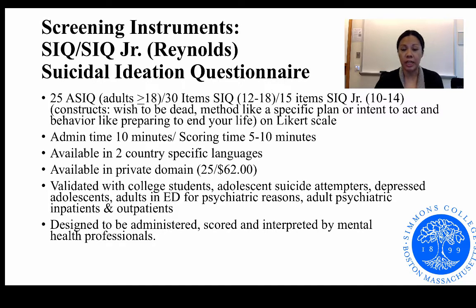And some of the constructs in this instrument include wishing to be dead, method like a specific plan or intent to act, and behavior like preparing to end your life. And the responses on this instrument are on a Likert scale. The average administration time is about 10 minutes. Scoring time can range between 5 and 10 minutes. It's available in 2 country-specific languages and available in the private domain. The cost of the instrument is $62 for a pack of 25.